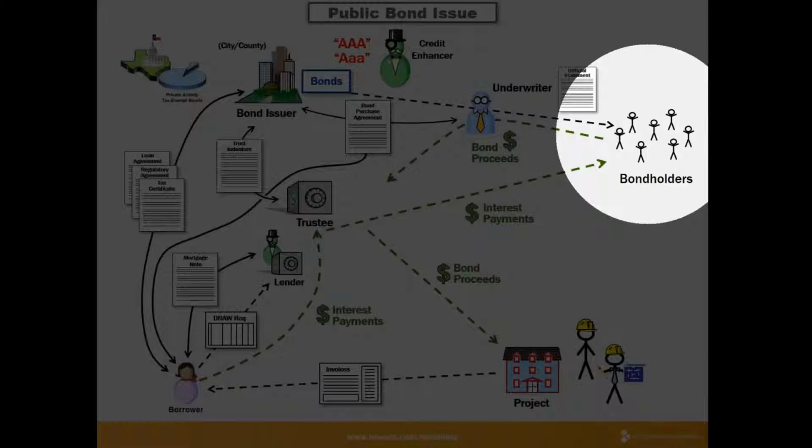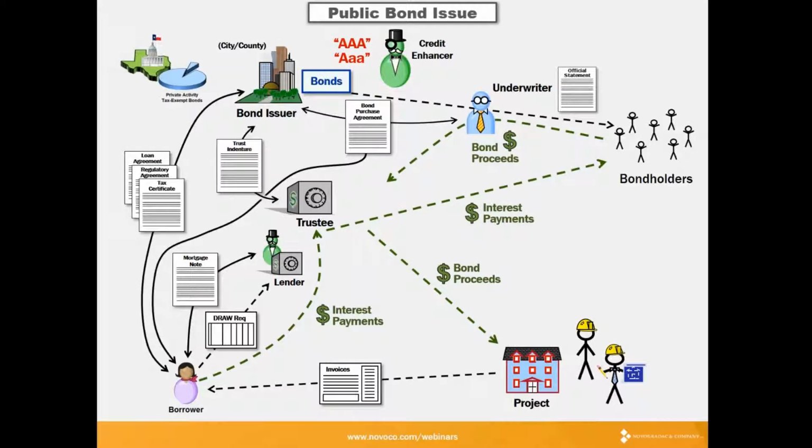And so to that end, you have a little more protections built into the system because you want to protect the ultimate purchaser of the bonds. This is one example of a transaction structure, but as you can imagine, every deal is a little bit different, and each player may or may not appear in this chart or may have a different role.